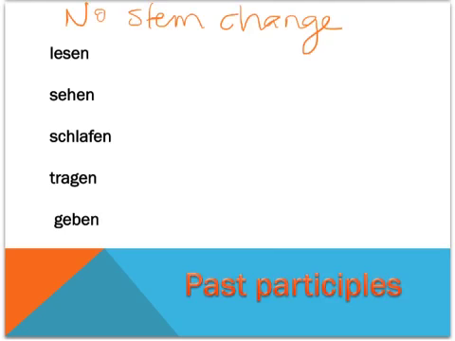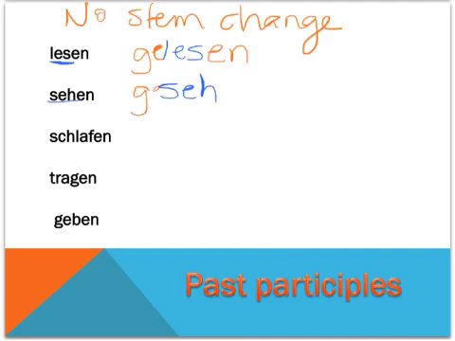Alright, so lesen, meaning to read. We take the normal stem, les, and we add, as always, a GE to the beginning, but this time, as it's an irregular verb, an EN on the end, so gelesen. The second example, sehen, to see. We take the usual stem, seh, and the pattern, GE at the beginning, EN at the end, gesehen.